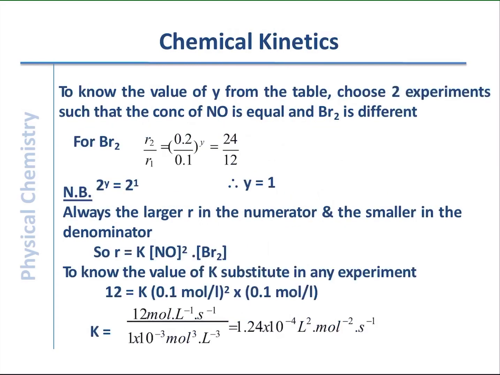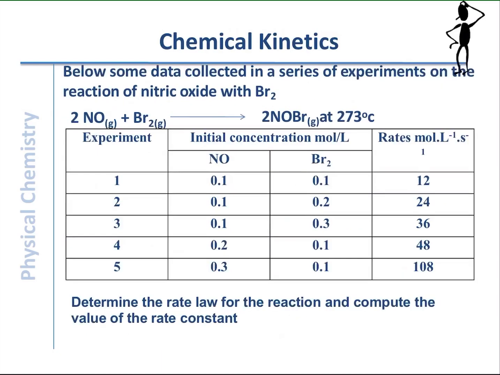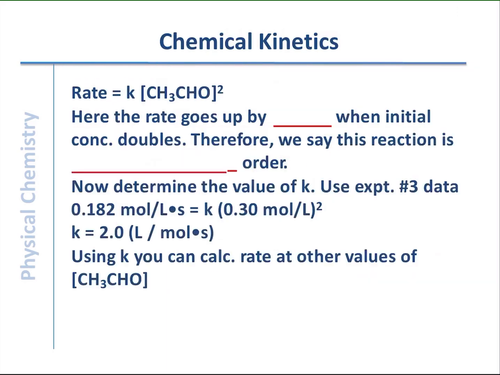For bromine you will find easily that, here again, if we choose two experiments where the concentration of nitrogen monoxide is constant and the concentration of bromine doubled, we will choose experiment 1 and 2. The concentration of nitrogen monoxide is constant and the concentration of bromine doubled. What happened to the reaction rate? The reaction rate doubled, so the reaction order of bromine is first order.